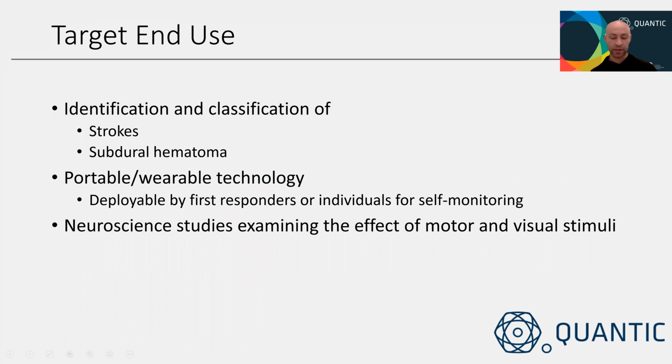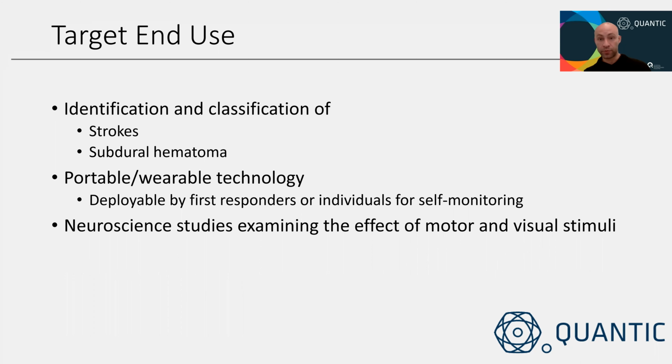So we're very interested in your input as to end uses, but these are some applications that we've been thinking about. We want to be able to identify and classify different types of strokes. So if a stroke is ischemic or hemorrhagic, they have two very different treatments, and giving the wrong treatment can exacerbate the effects of one of the strokes. So being able to identify and classify them quickly is extremely important for patient outcomes. And similar methods can be used to identify subdural hematomas.